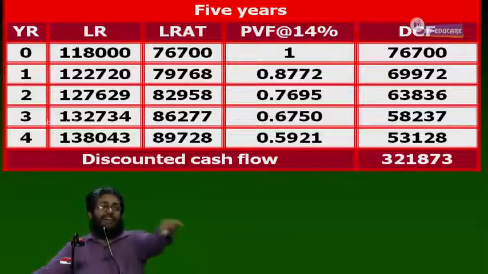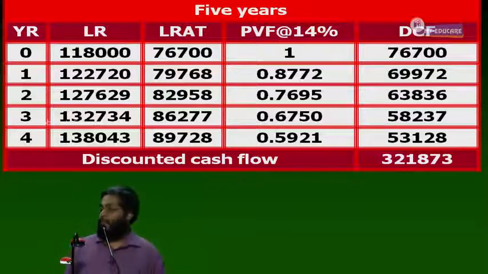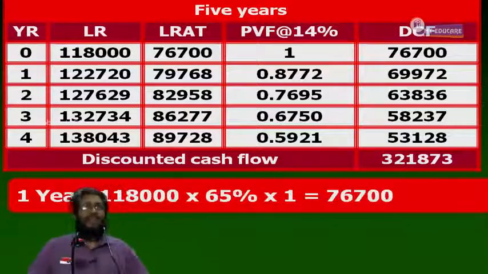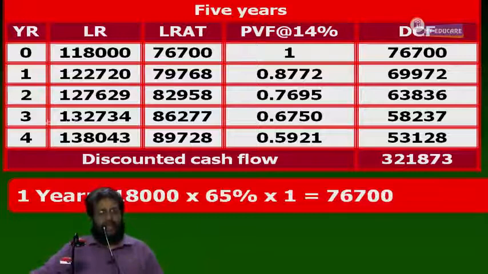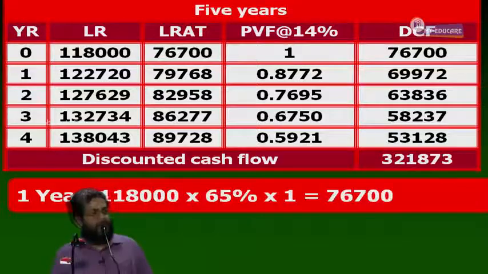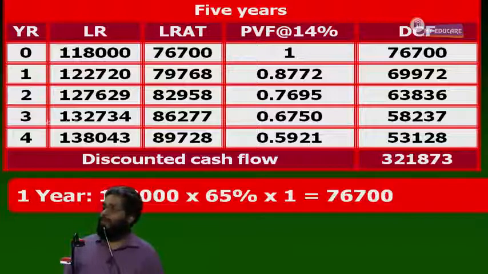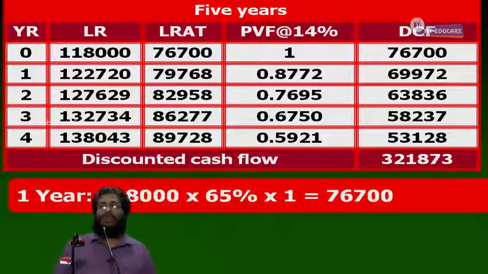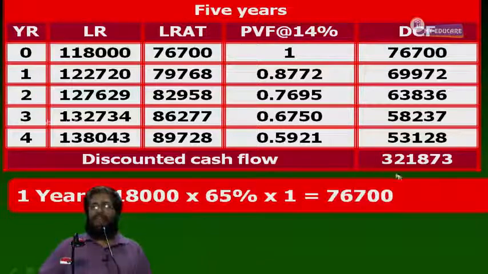5 years. For this, the chance is 80%. Now, 1 year. It's very simple. In case of 1 year, I pay only one cash payment, 1,18,000, at the beginning. Less 35% tax shield, the balance is 65%. 1,18,000 into 65% into 1 is 76,700. My expected cost is 76,700.